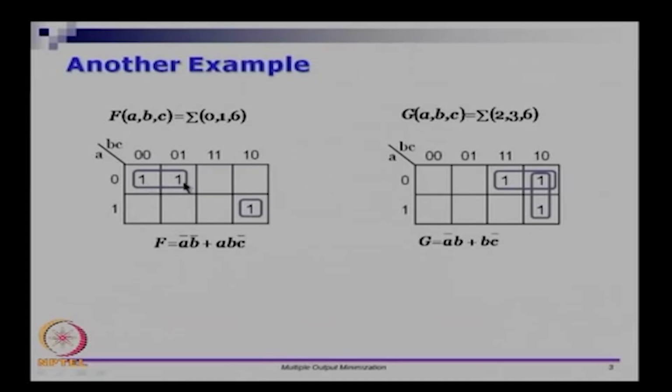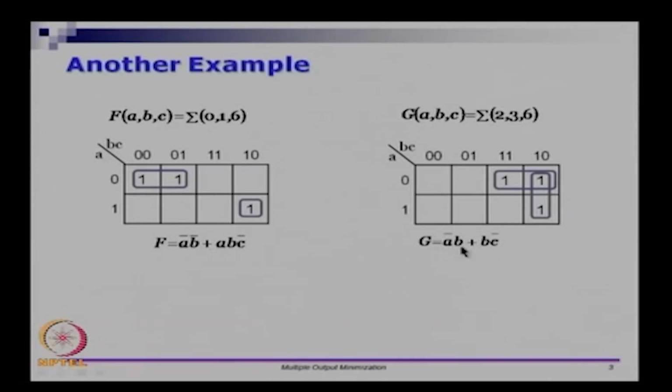So we have 2 1s here and a loner 1 here. So this gives us the term A bar B bar, and this gives us the term A B C bar. So here we have 2 groupings of 2 each. So this vertical one gives us the term B C bar, and this horizontal one gives us the term A bar B.